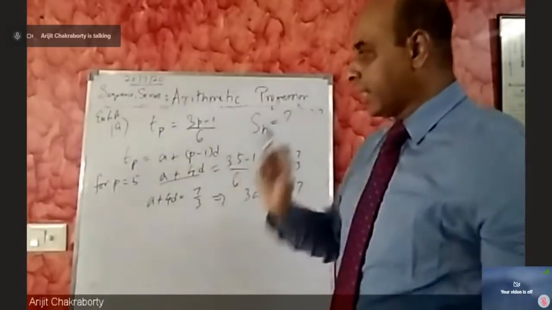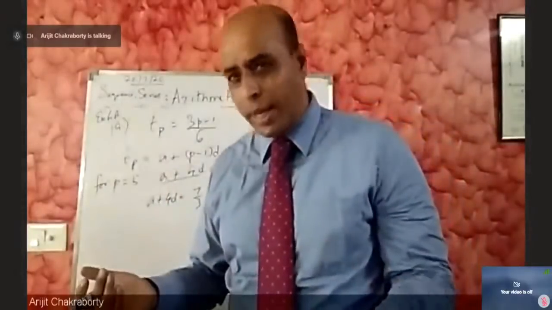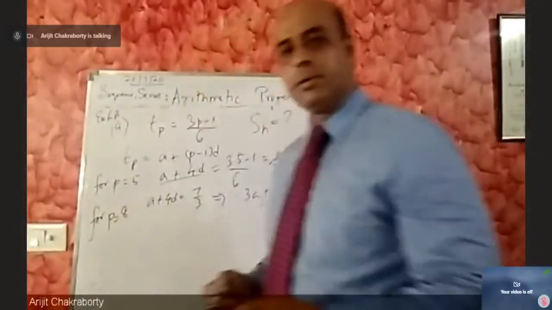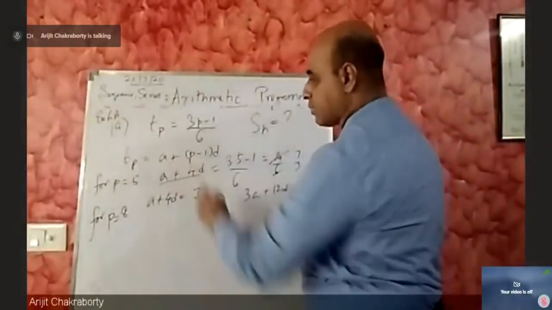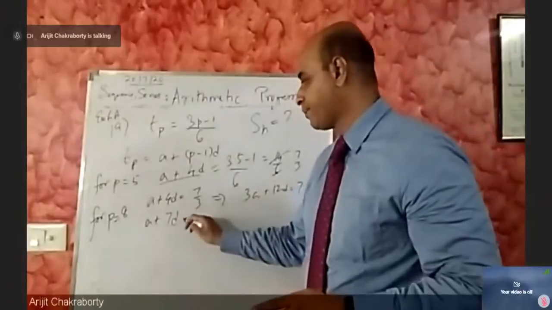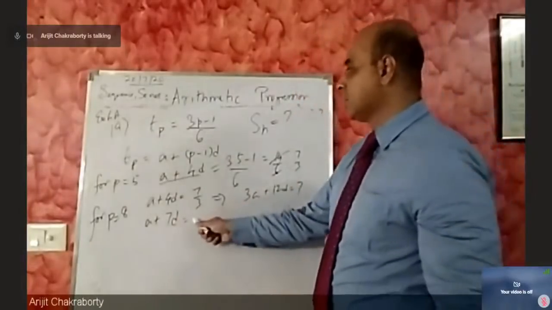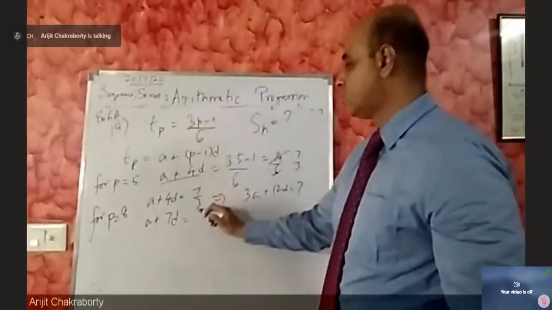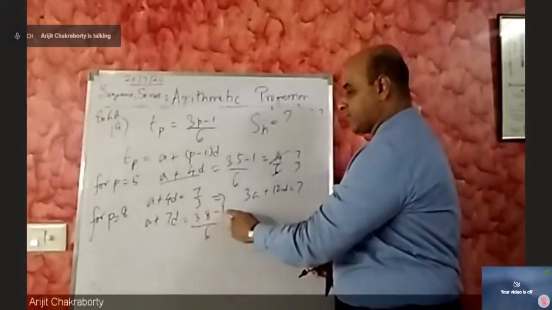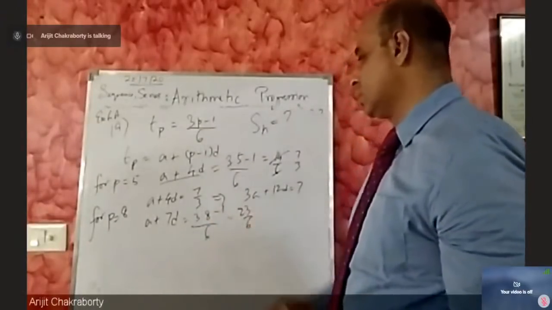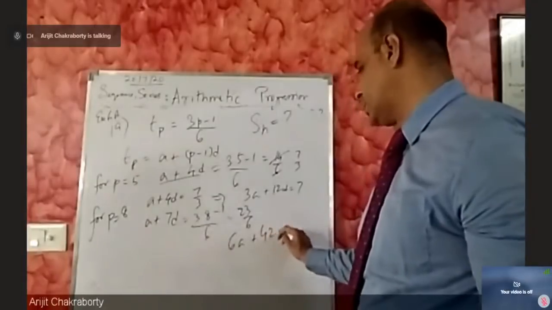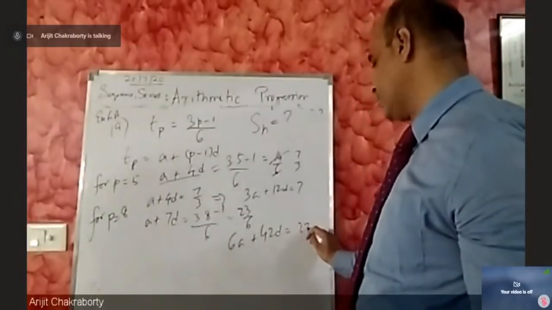First. Next, we put P equal to 8. So for P equal to 8, what happens? The left hand side becomes A plus (8 minus 1) into D, so A plus 7D. This becomes equal to what? 3 into 8 minus 1 by 6. So 3 8s are 24 minus 1, 23 by 6. So the equation is 6A plus 6 7s are 42D equal to 23.